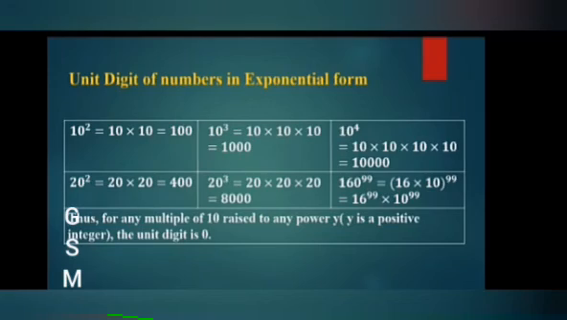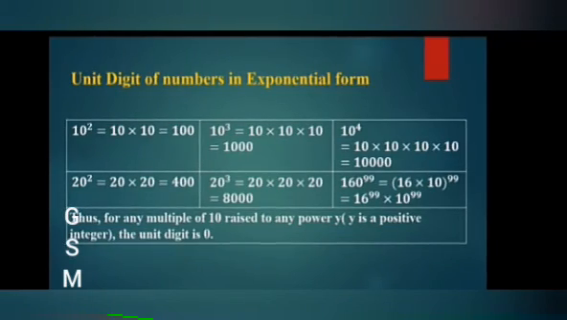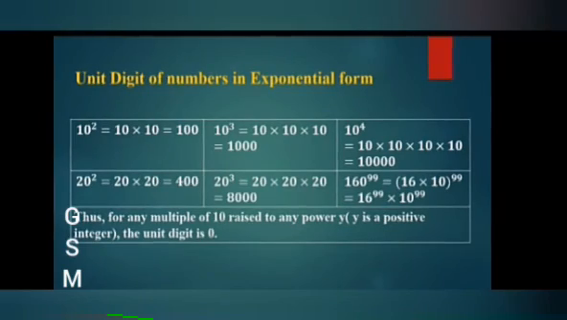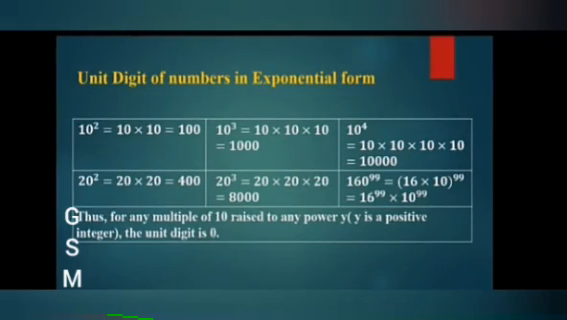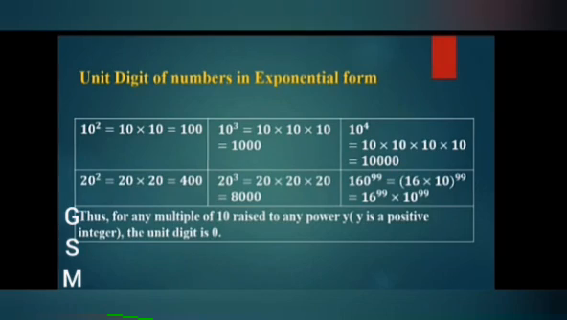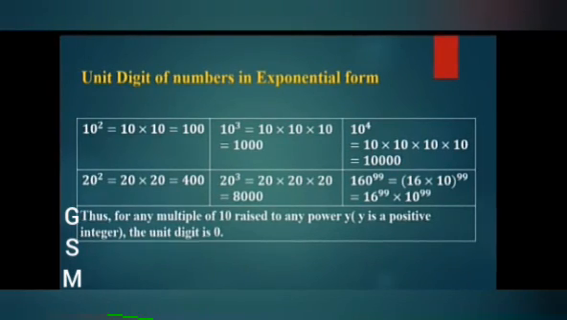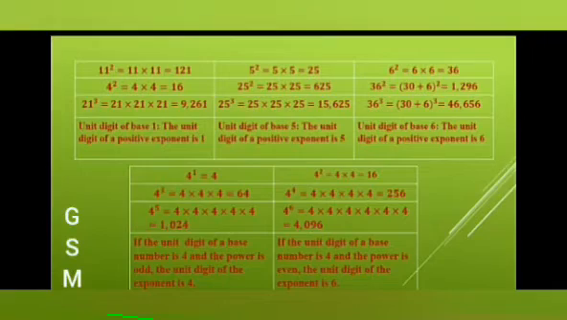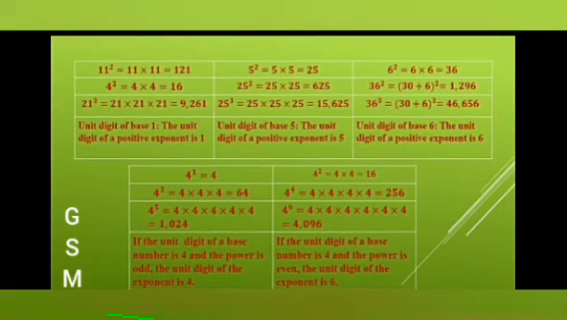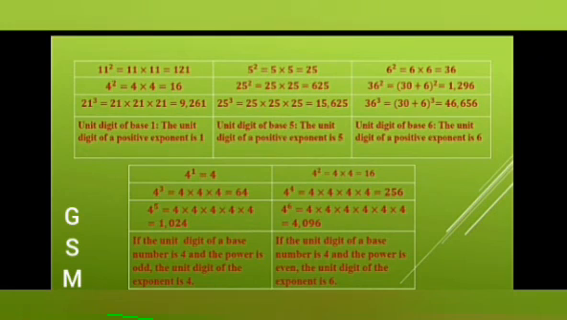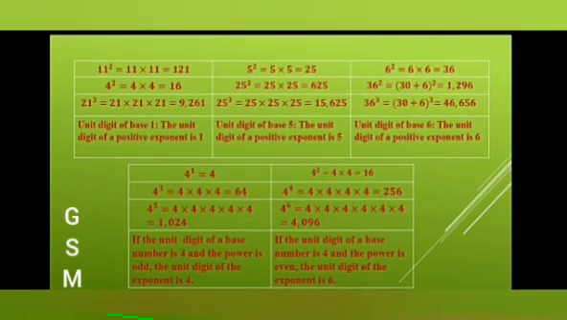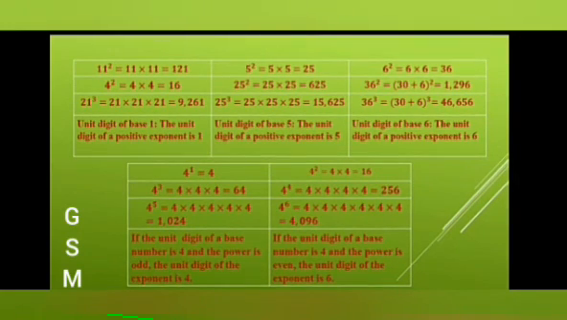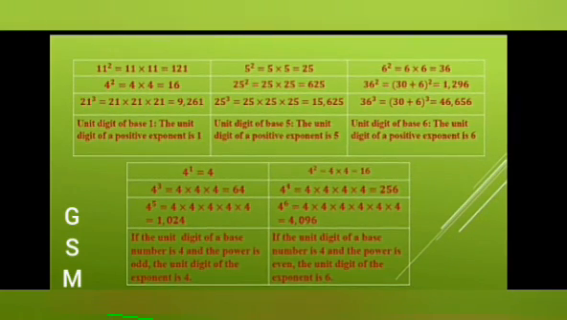Next, unit digit of numbers in exponential form. Let us look at the table. From the table, you can observe that for any multiple of 10 raised to any power y, where y is a positive integer, the unit digit is 0. Also from the table, you can observe that the unit digit of base 1 is 1, the unit digit of base 5 is 5, and the unit digit of base 6 is 6.